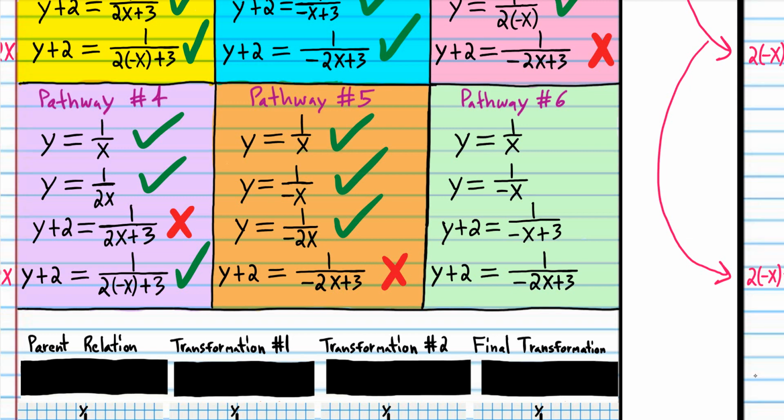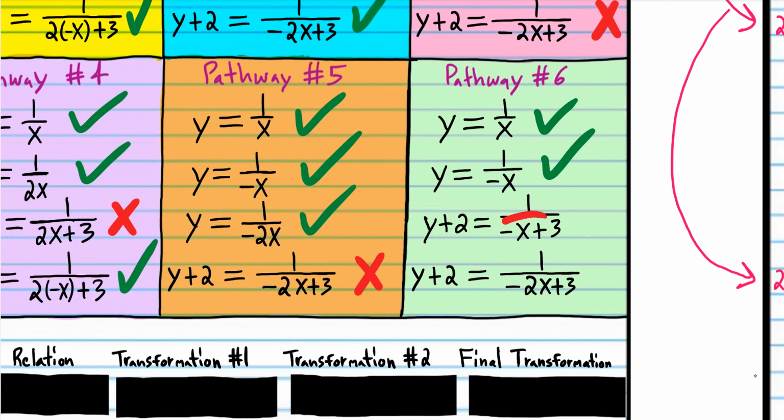So we're not going to use pathway number 5. Pathway number 6, we have the parent equation. We're replacing x with negative x. That means reflect across the y-axis. But then we have an issue already. We're not just adding 3 to x. If we were adding 3 to x only, then we'd move 3 units to the left. But we're adding 3 to negative x. The transformation properties don't tell us what to do in that situation.